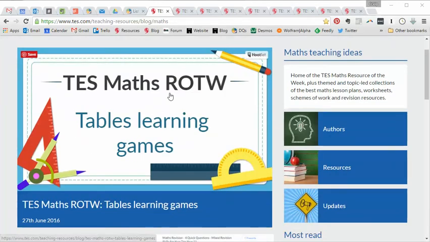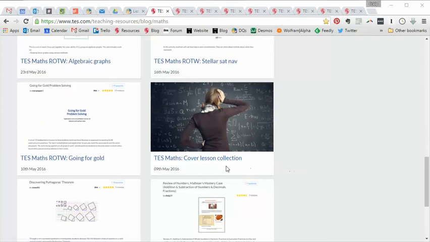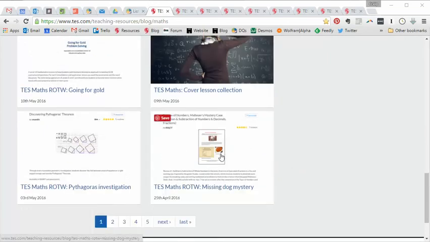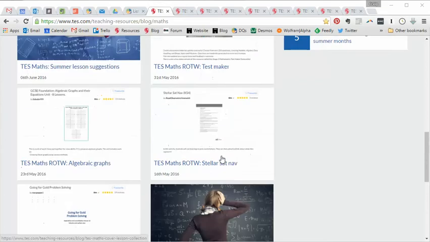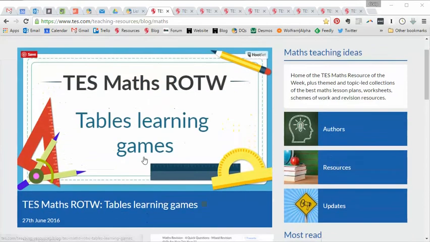And not only are my resources of the week stored on here, but those of you who subscribe to the TES Maths newsletter hopefully know that every month I put together a 10 resource themed package. So here we've got summer maths lesson suggestions, we've got the cover lesson collection, we have things themed on Pythagoras and trigonometry and so on. I bundled together 10 of the best around a given theme, and you can find all those collections in this same place as well. But anyway, back to the resource of the week.